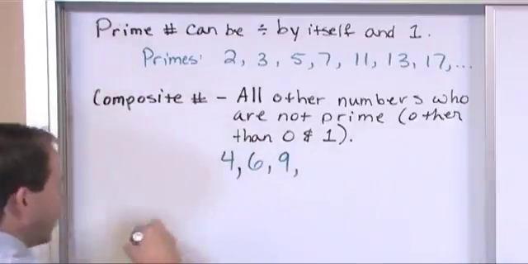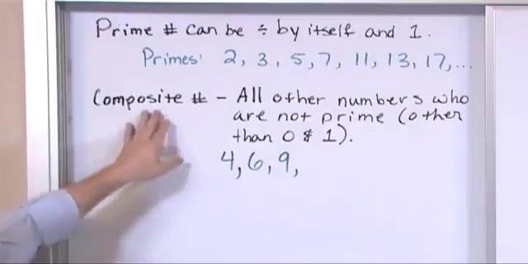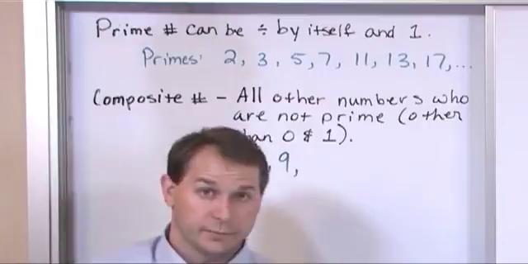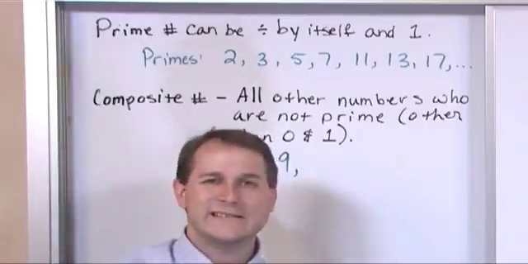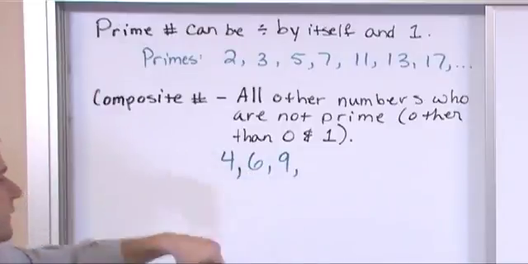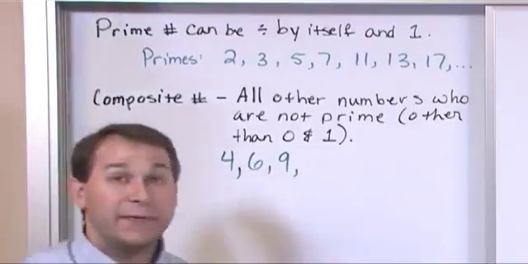I could keep listing numbers out, but you can sort of see that they should be composite numbers because all of these numbers can be divisible by other things besides themselves and 1. So, for instance, 4 can be divided by 2, 6 can be divided by 2, 9 can be divided by 3.